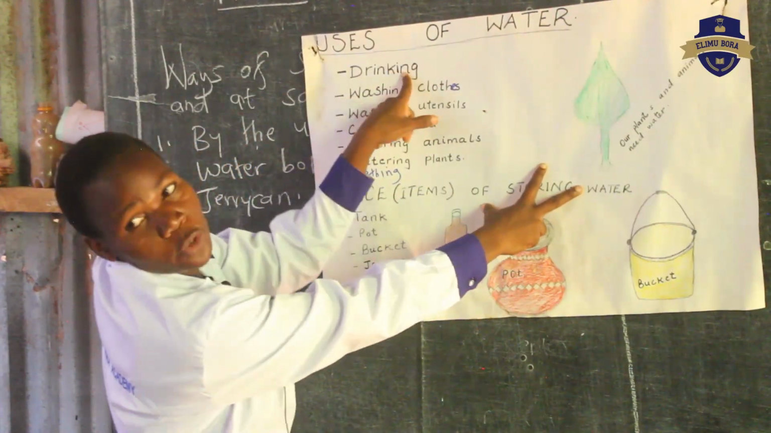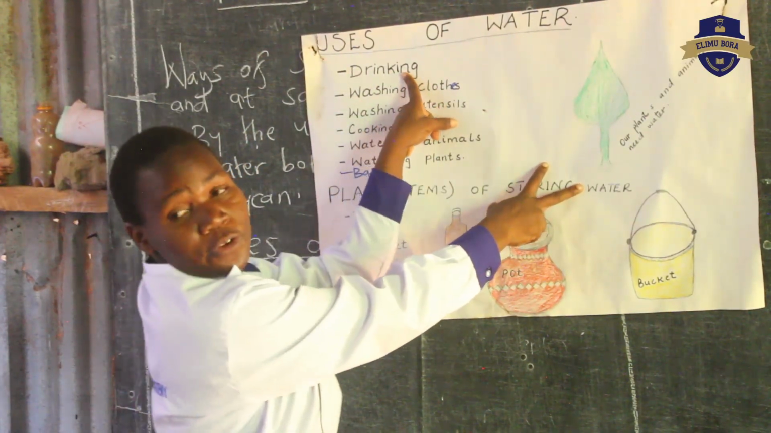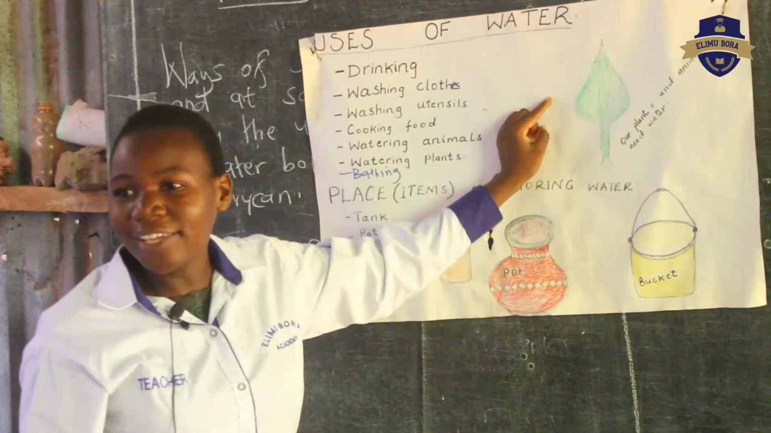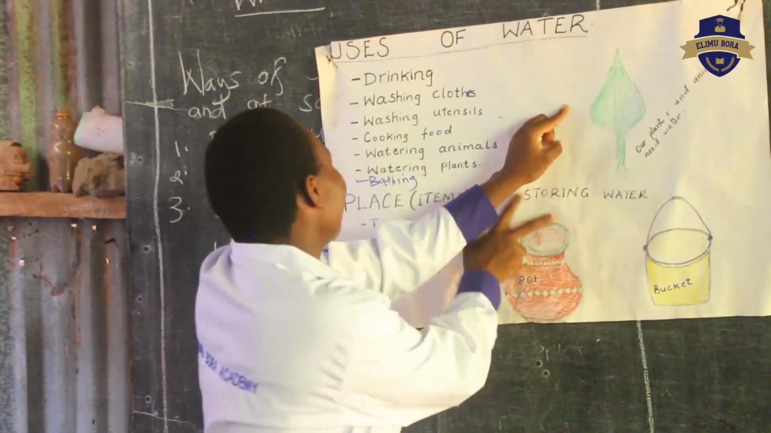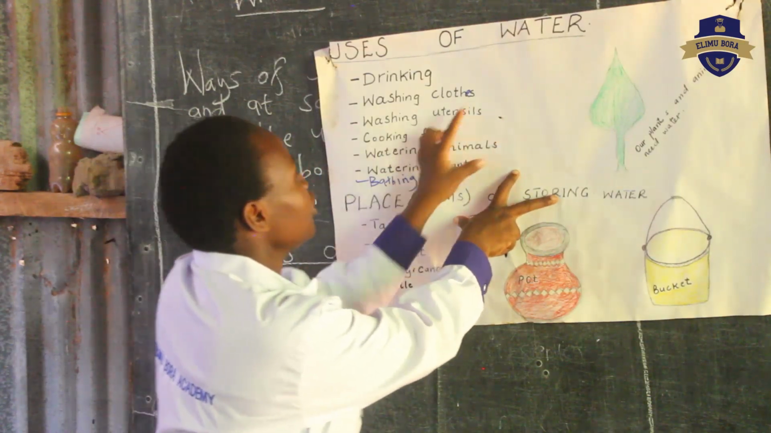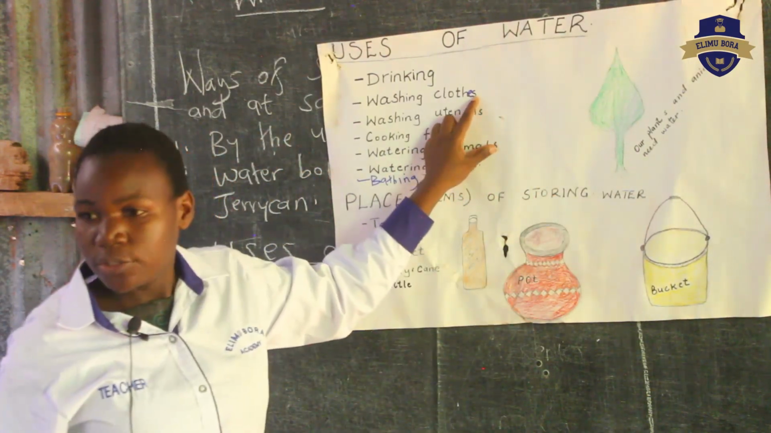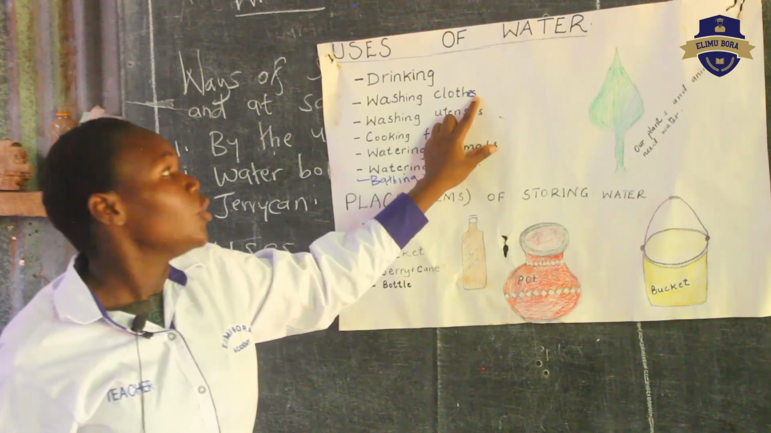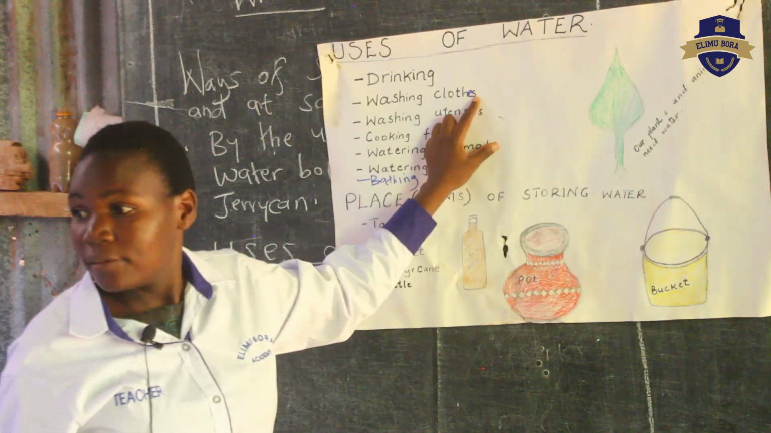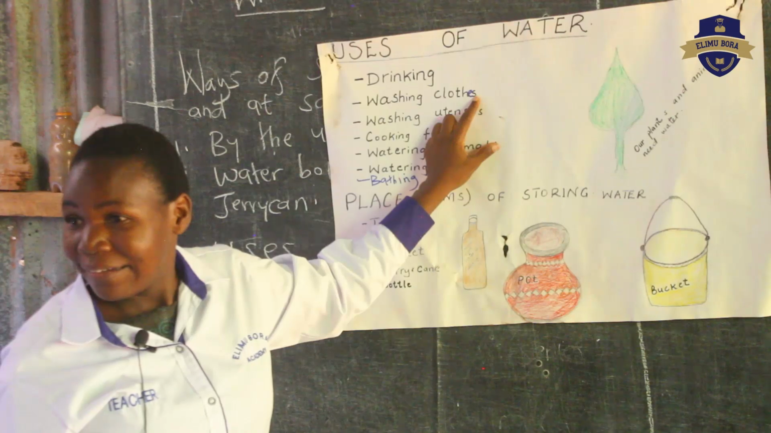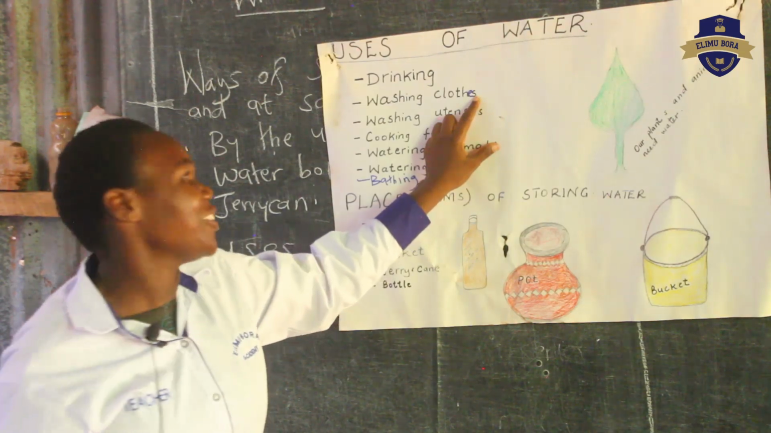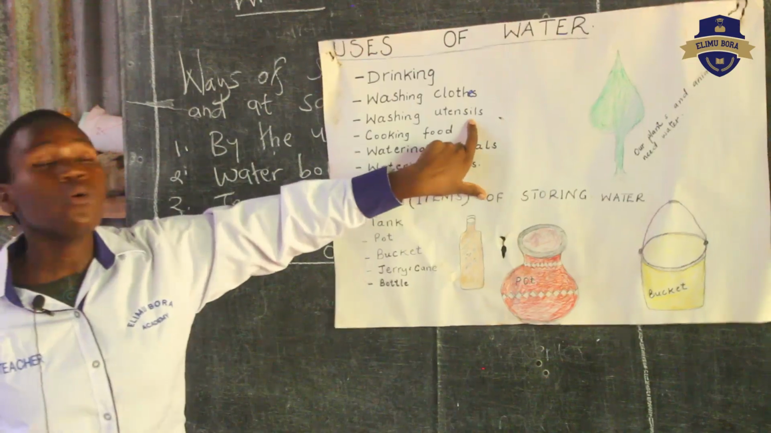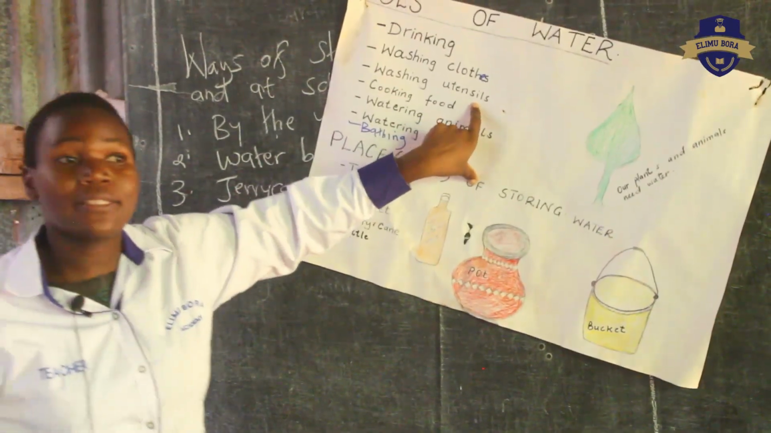It is used for doing what? Drinking. Very good. Another one is used for washing clothes. Washing clothes ni nini? Ni kuosha nini? Very good. Another one, water is used for washing utensils.